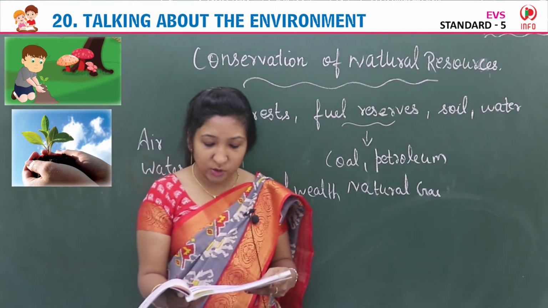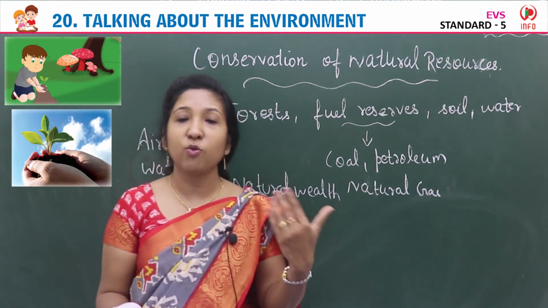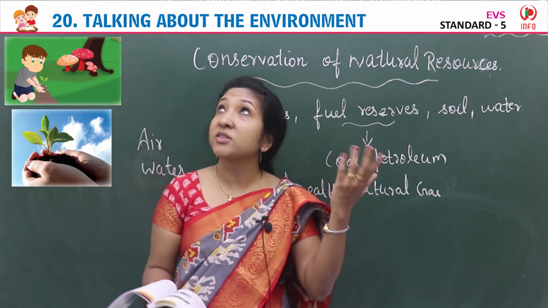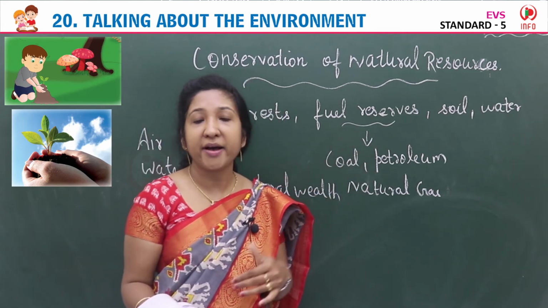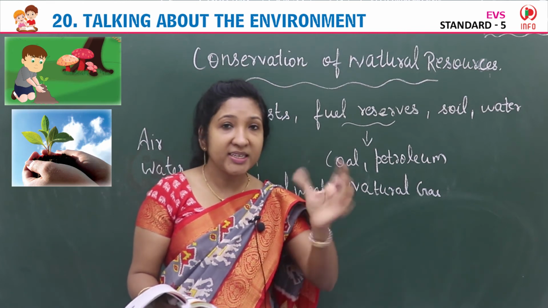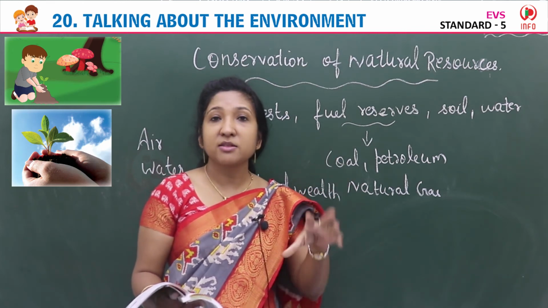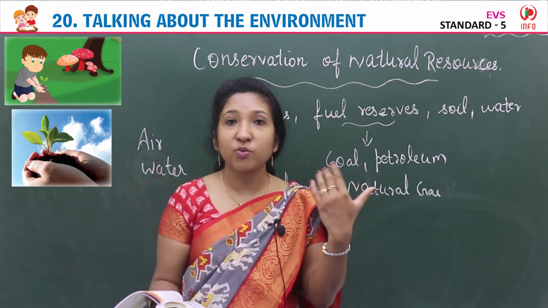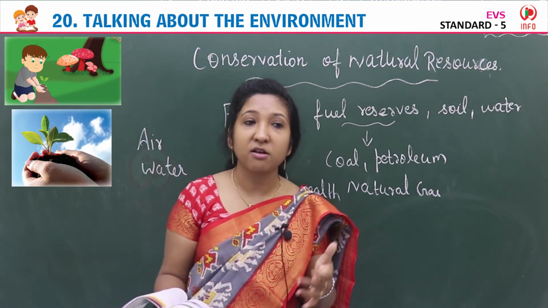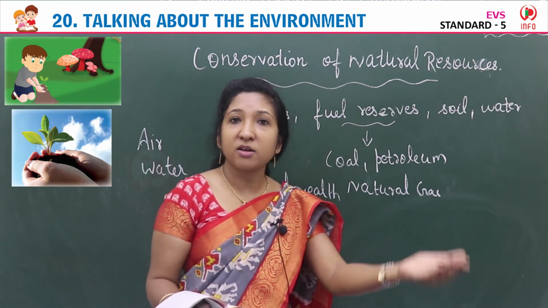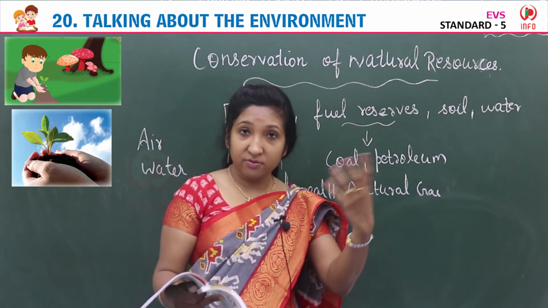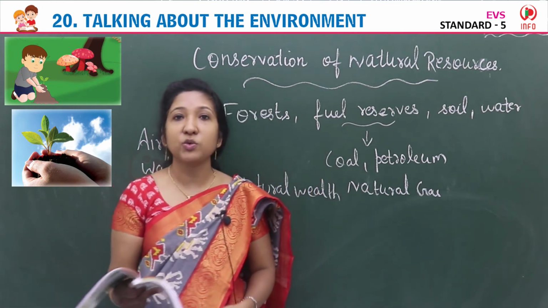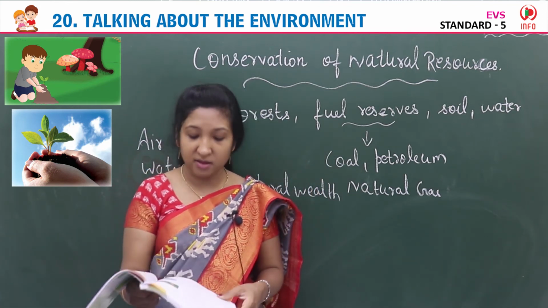We can limit water use at the domestic level. Whenever we use water, don't waste it. Instead of taking a shower, use a bucket of water to bathe. Don't keep the tap open while cleaning utensils or brushing teeth. The water we use for cleaning clothes, do not throw it away; we can use it to water the plants. Like that, we should use water wisely without wasting it. Minimize its use.